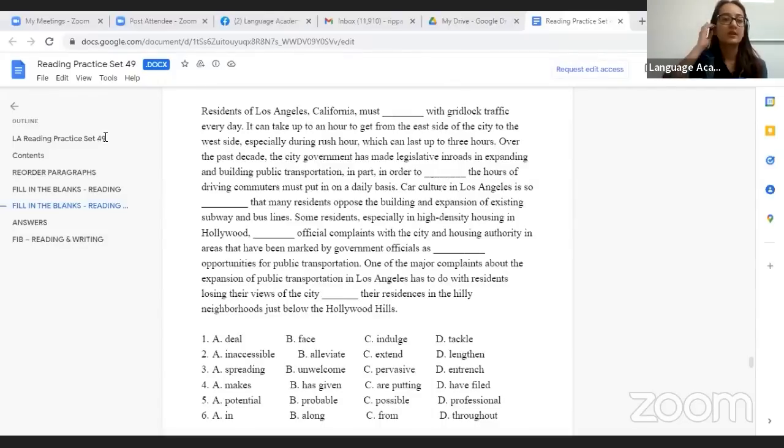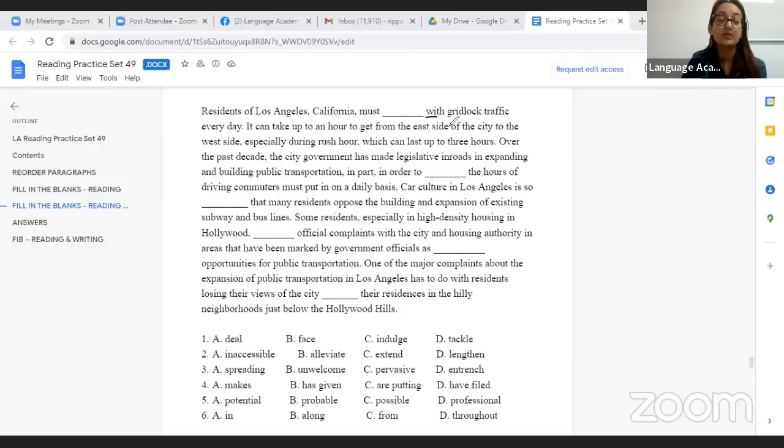Okay, let's check the answers. Who has given the first one? And let's see if it is correct or not. Residents of LA, California must dash with gridlock traffic every day.